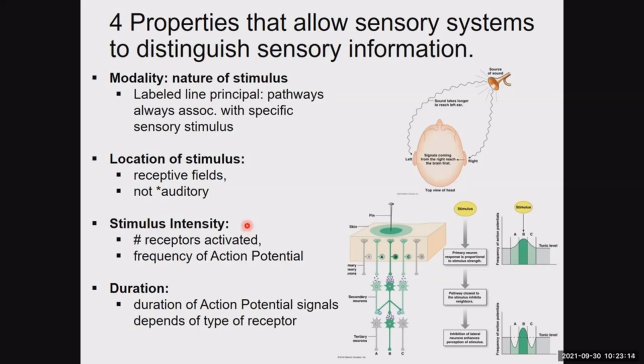Then things like stimulus intensity and duration will be an indication of the number of receptors that have been activated. So a greater intensity of a stimulus, a greater pressure or greater vibration, greater series of touch, will often increase the number of receptors that have been activated, so activate multiple sensory fields, as well as an increase in the frequency of action potentials. And so that increased intensity is going to be associated with more signals coming into the nervous system. The duration of the action potential signals, not the duration of the individual signals, but the duration of the ability of these sensory neurons to carry that information in a series of action potentials, is going to be dependent upon the type of receptor that's present.